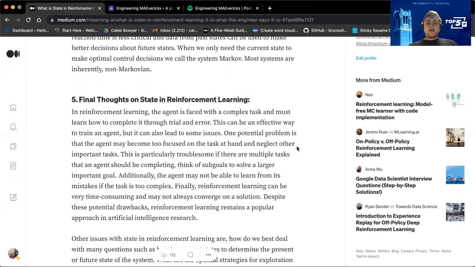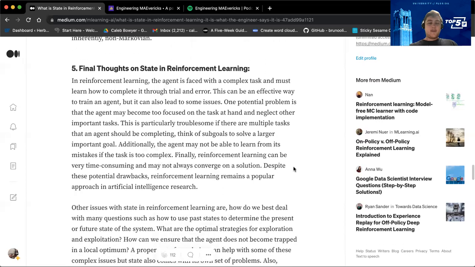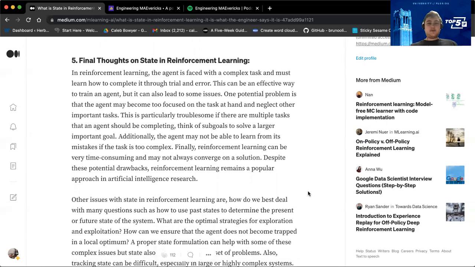Some final thoughts on state and reinforcement learning. In reinforcement learning, the agent is faced with a complex task and must learn how to complete it through trial and error or solve this given task. This can be an effective way to train an agent, but it can also lead to some issues. One potential problem is that the agent may become too focused on the task at hand and neglect other important tasks, assuming it has multiple tasks that need to be solved.